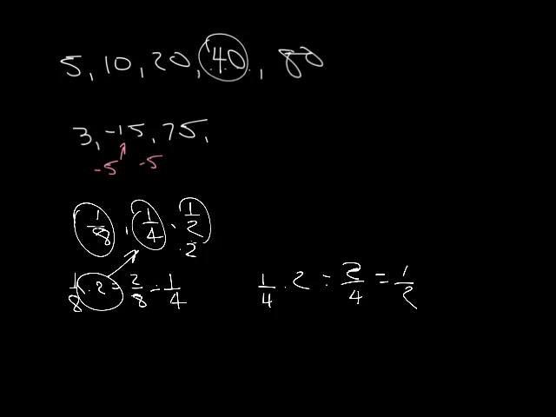So if I multiply 1/2 by 2, I get 1. If I multiply 1 by 2, I get 2. If I multiply 2 by 2, I get 4. So it just keeps going from there. So that is lesson 1.6.